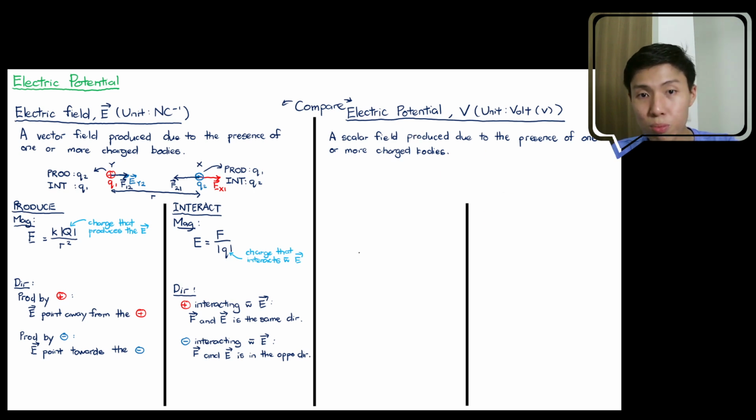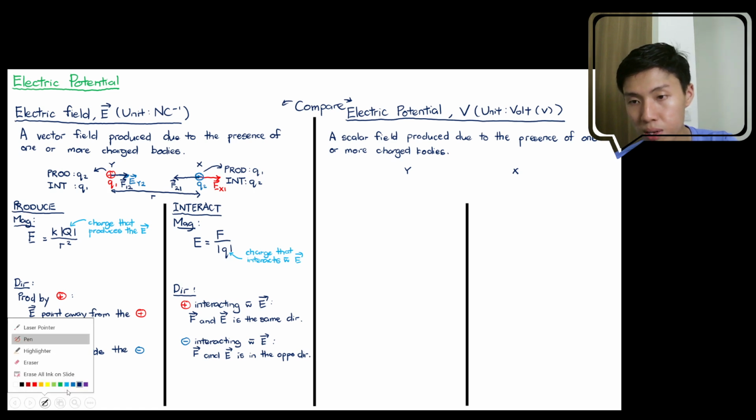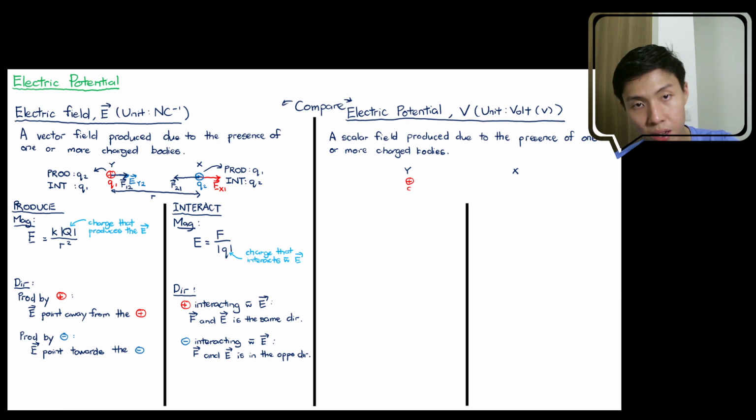Okay, so I'm going to use the same scenario as on the left. So there will be position Y and there will be position X, just like just now. Let's start with Q1 being placed at Y. Because Q1 is placed at Y, it results in position X having an electric potential that is produced by Q1.